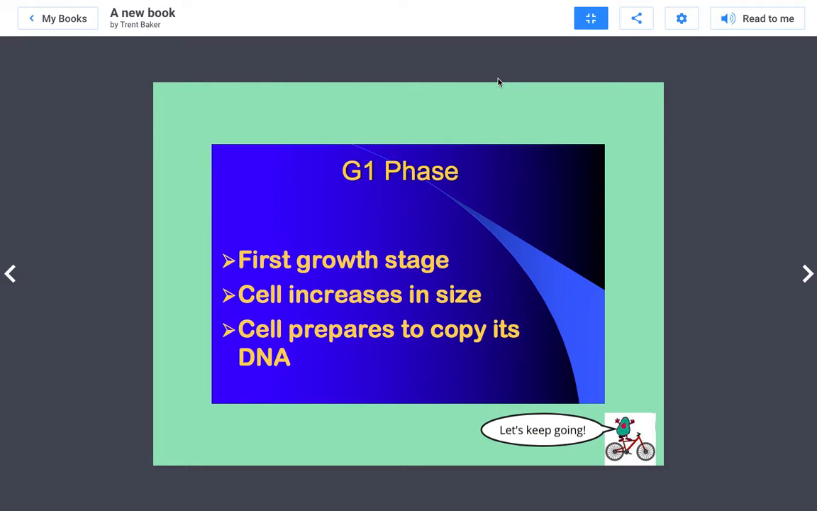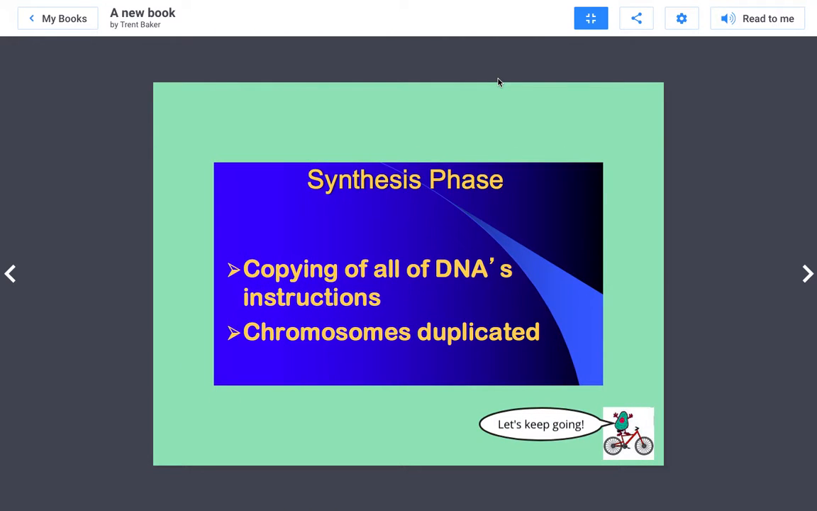The G1 phase is where the cell begins to grow in order to provide enough room for the cell to begin copying its organelles and to prepare for the DNA to be copied. The synthesis phase comes next, where DNA is copied. This is extremely important because in the end, each new cell needs their own DNA.